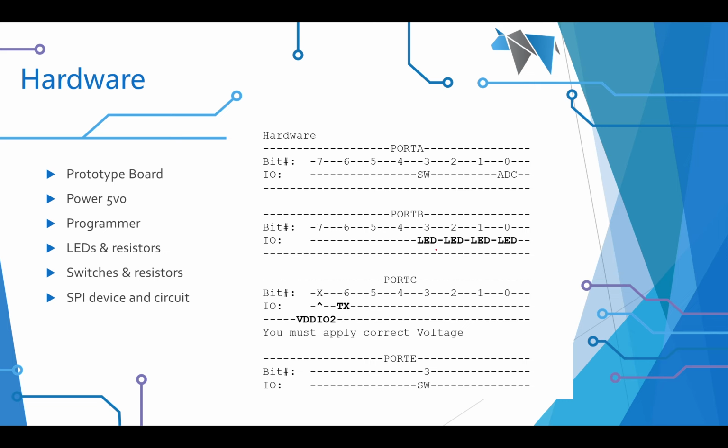So what am I focusing on? I've got 4 LEDs on port B, 0, 1, 2, and 3 respectively, and I've still got the transmit for the serial line on port C6, and the VDDIO2 connected to this pin here that used to be called C7. VDDIO2. Critical if you're using that green zone.